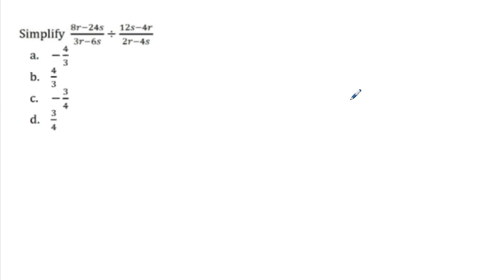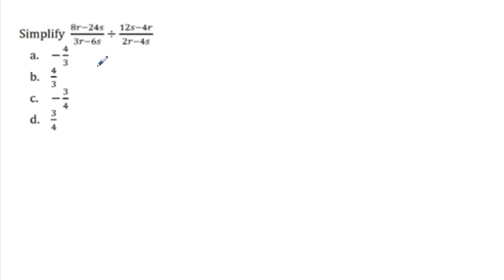All right, hello again. We're going to simplify this radical expression here. We have (8r - 24s) over (3r - s) divided by (12s - 4r) over (2r - 4s). And our answer choice is simply going to be one of these fractions listed.